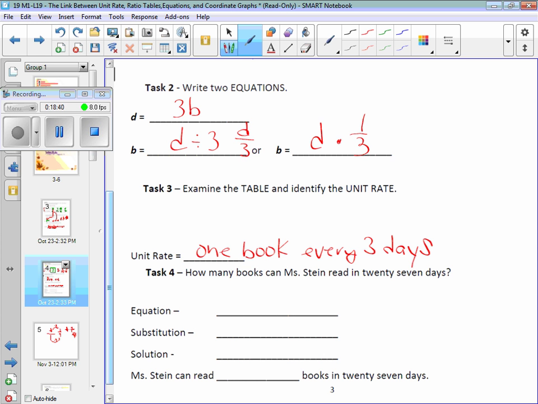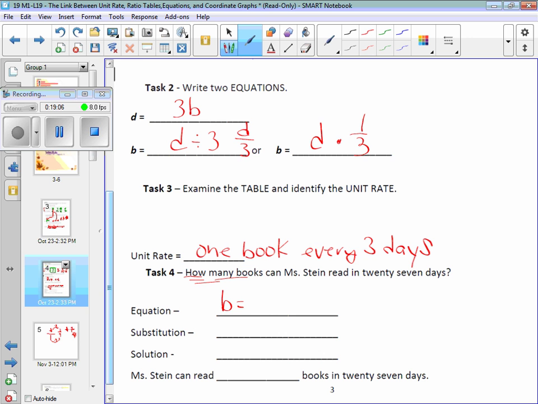Okay, so now let's do the equation. How many books can Ms. Stein read in 27 days? Well, what are we solving for? Are they asking us for days or for books? What do they want to know? Days. Look again, they give us days. Look for those keywords: how many, how much, how little. So we need the equation for B.